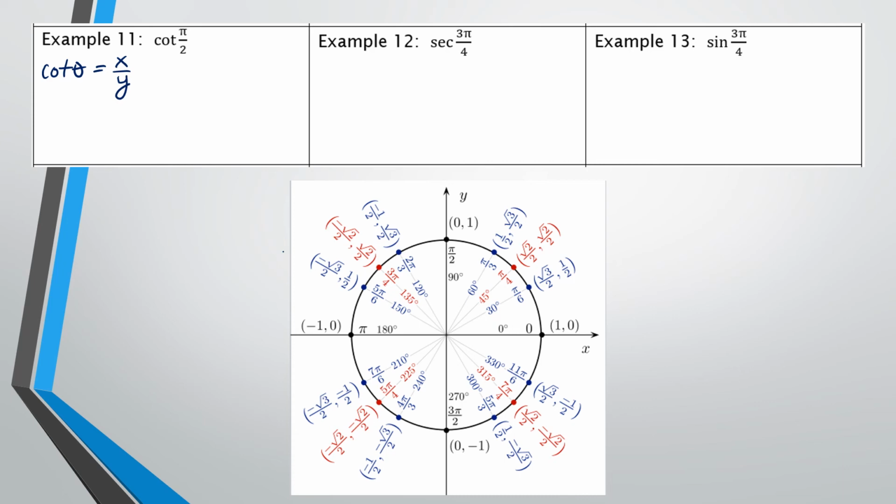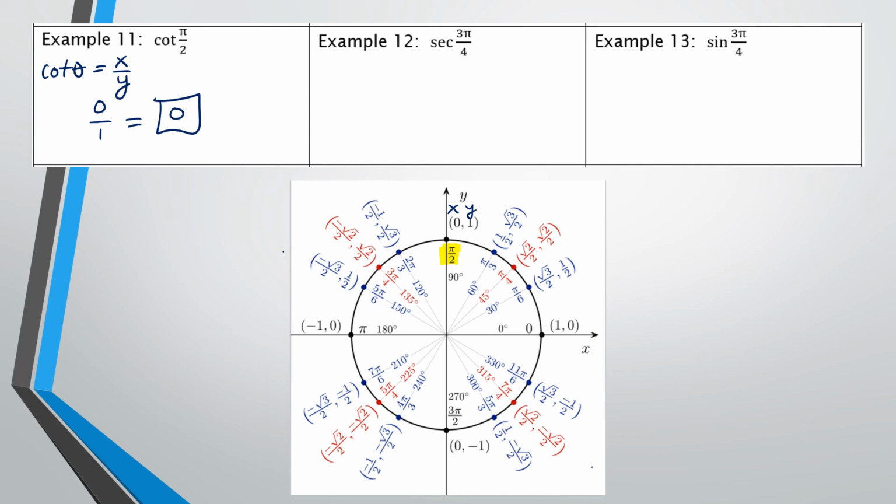For example 11, we need to remember that the cotangent of theta is x over y. So the first thing I'm going to do is figure out where my theta is, which is pi over 2. So that's right here. And then I'm going to take my x value over my y value, so that would be 0 over 1. This answer is just 0 because 0 is in the numerator. If 0 is in the denominator, that's when it is undefined.